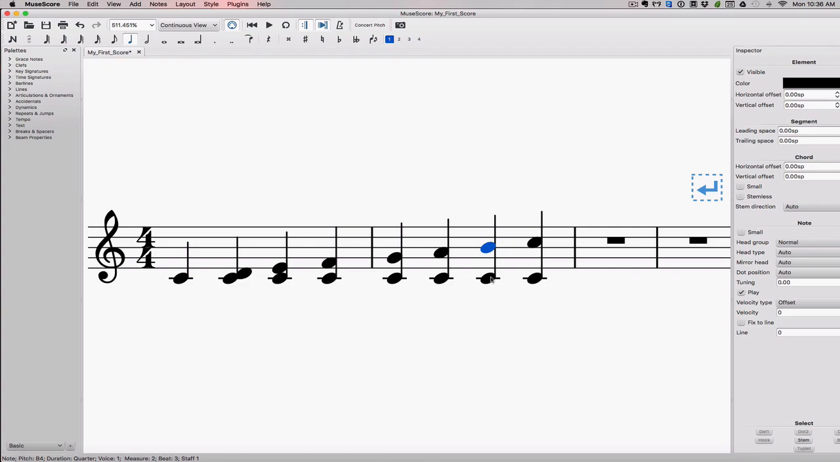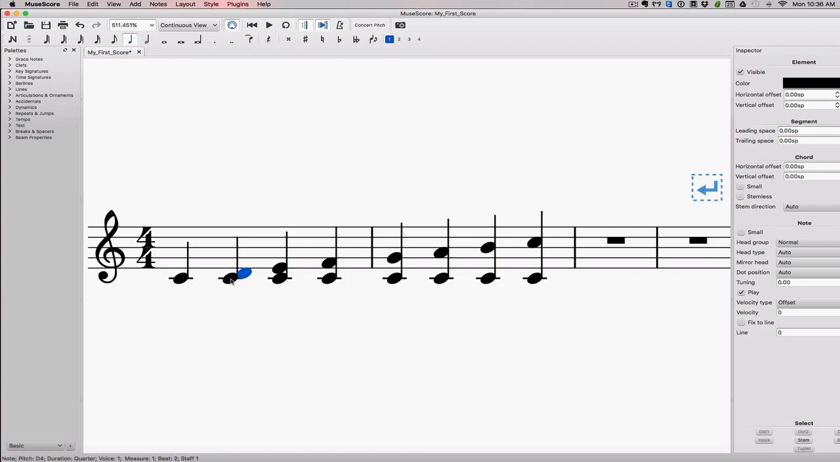Interval class 2 is major seconds and minor sevenths. So here's a major second, that falls into interval class 2. And if I inverted this, it would be a minor seventh, which would also be interval class 2. So those are both considered dissonances. 1 and 2 are dissonances.